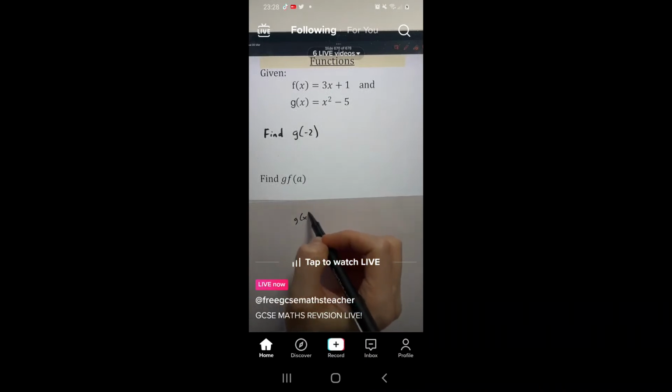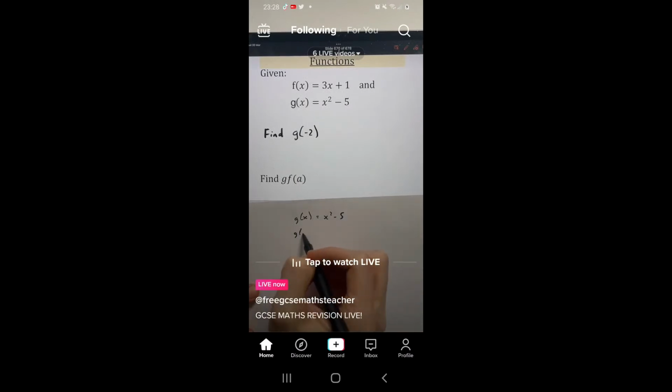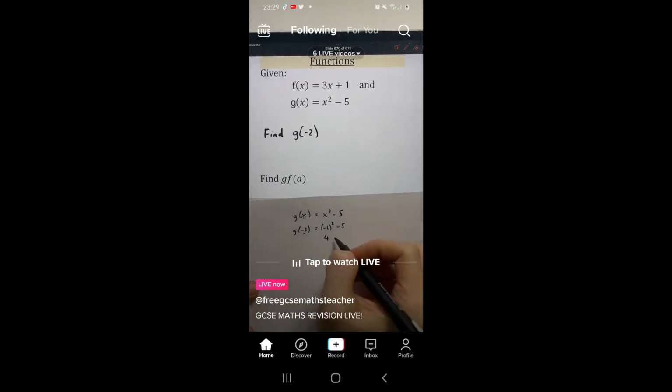I know g of x is simply x squared minus 5. I'm working out g of -2, so every time I see x, I'm substituting in -2. Remember, x squared means we're going -2 squared minus 5. -2 squared means -2 times itself. -2 times -2 is +4, because remember, a negative times a negative is positive. And 4 take away 5 gives you -1. Hopefully you can still see that okay on the screen. Yep, perfect. So for question 1, you should have got -1.